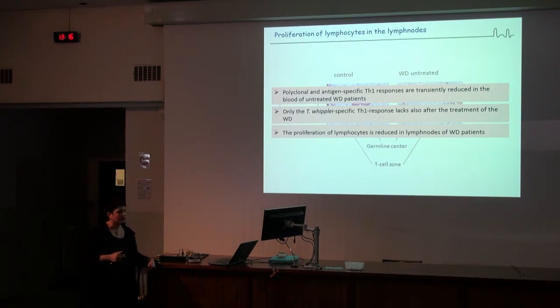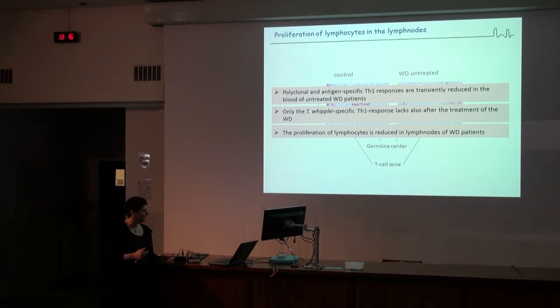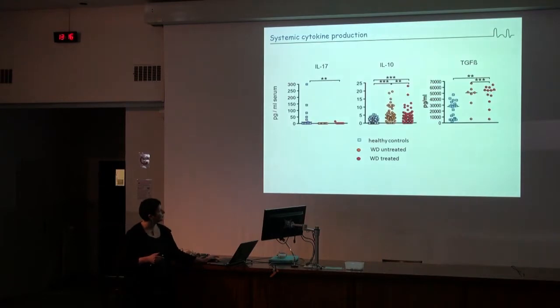Only the Th1 response against Whipple's disease bacteria stays absent also after treatment, and we see a reduced proliferation of lymphocytes within the lymph nodes. When we now look at the cytokine milieu in the serum, it was described already that Whipple's disease patients have reduced amounts of interferon gamma, and we additionally looked at IL-17, which is also not enhanced in the patient.